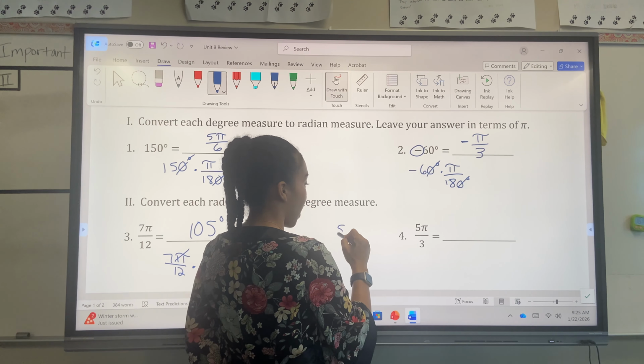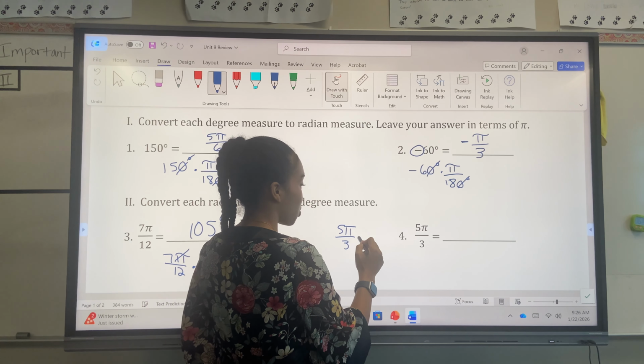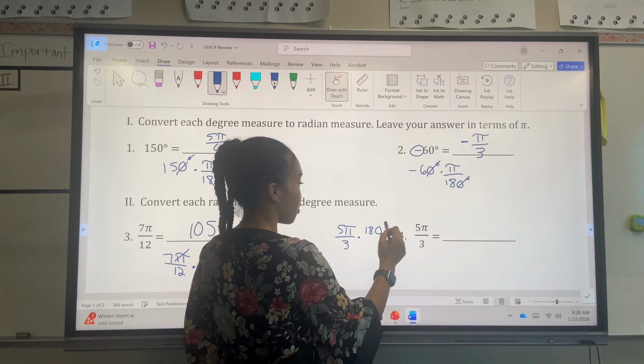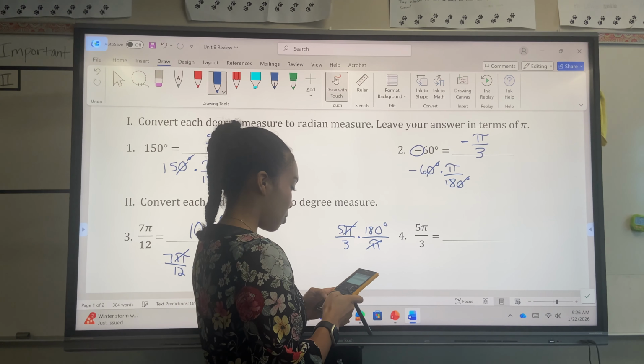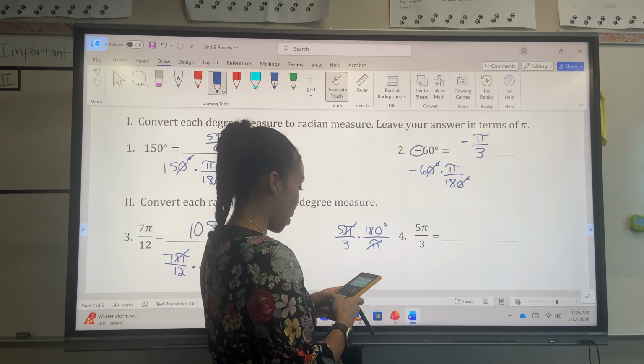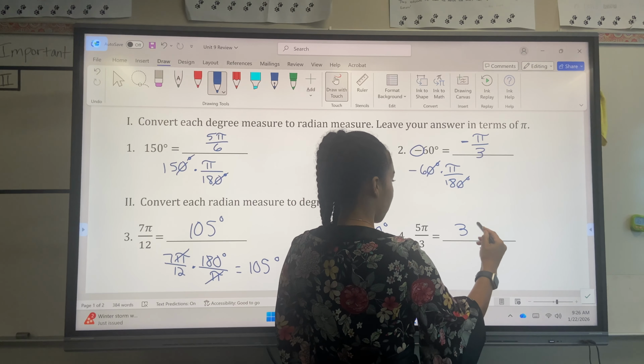This one, I have 5 pi over 3, multiply it by 180 degrees divided by pi. The pi's cancel out. 180 times 5 divided by 3 is 300 degrees.